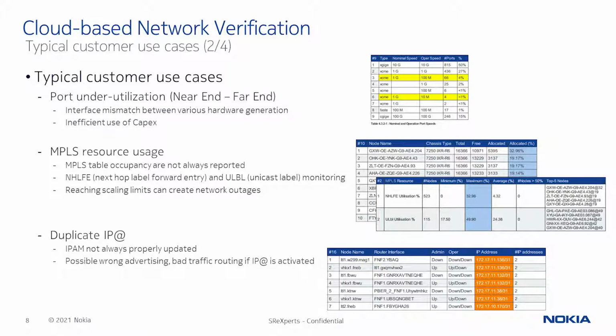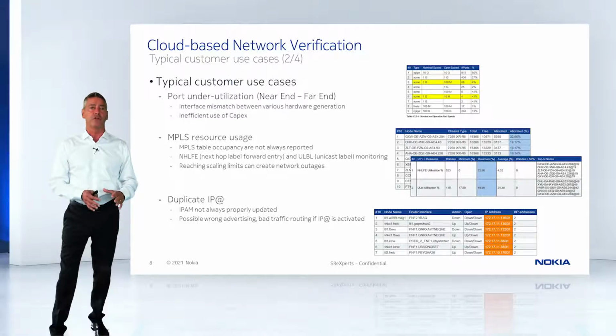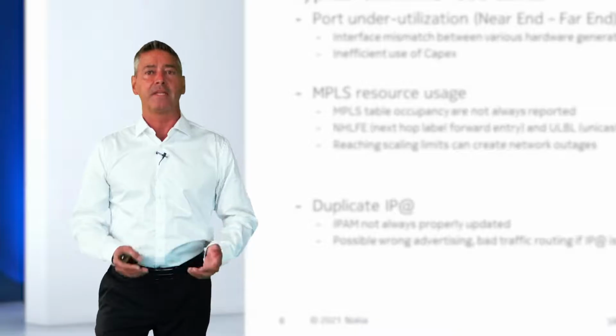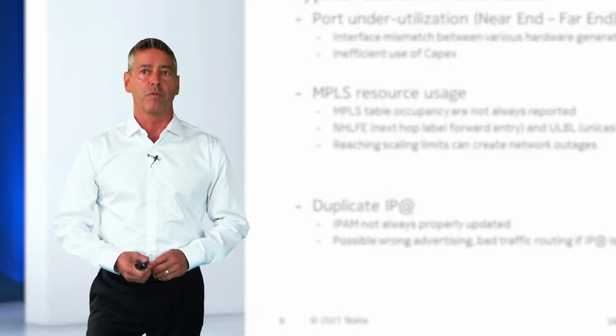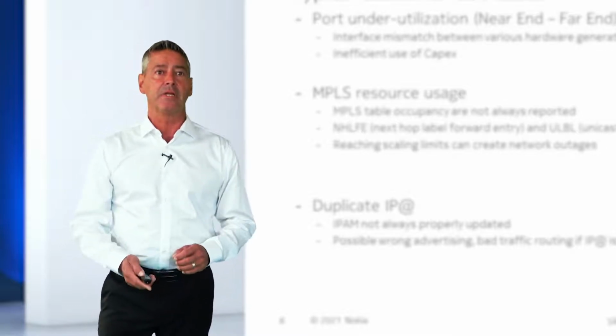MPLS resource usage also. The MPLS tables are monitored, and as they're reaching the scaling limit, it's going to create a network outage. So maybe you're not adding Nokia products, but maybe you're adding a multi-vendor node, and it's affecting the scalability of the routing protocol. And you want to make sure you know that this is happening.